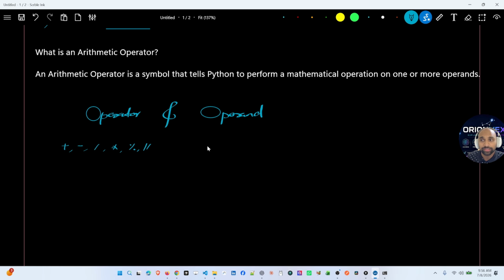Operands are the actual variables on which these operators will do the operations, like 5, 6, 7. We give these numeric values to the operands. On these operands, we will apply the operators to get the final result.